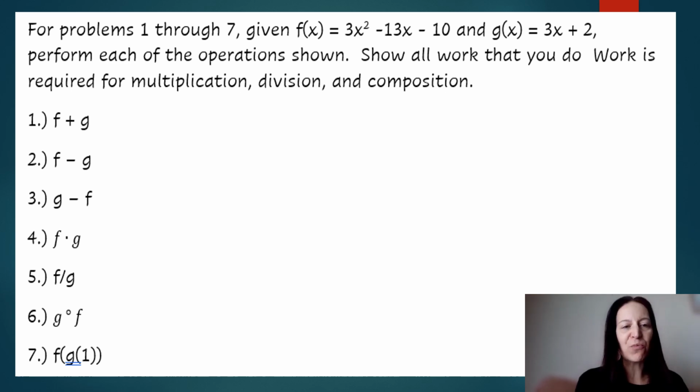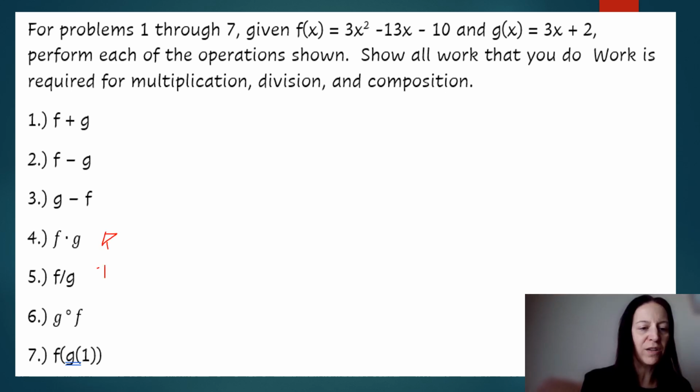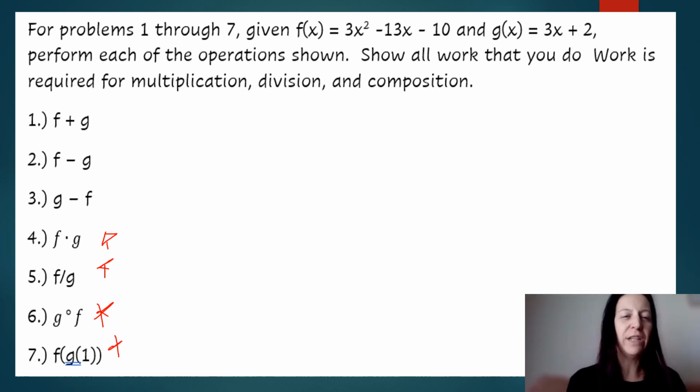So for problems 1 through 7, given f of x equals 3x squared minus 13x minus 10 and g of x equals 3x plus 2, perform each of the operations as shown. Show all work that you do. Work is required for multiplication, division, and composition. So for our multiplication problem, our division problem, and our composition problem, and then probably for number 7 as well, you need to do something to get there.